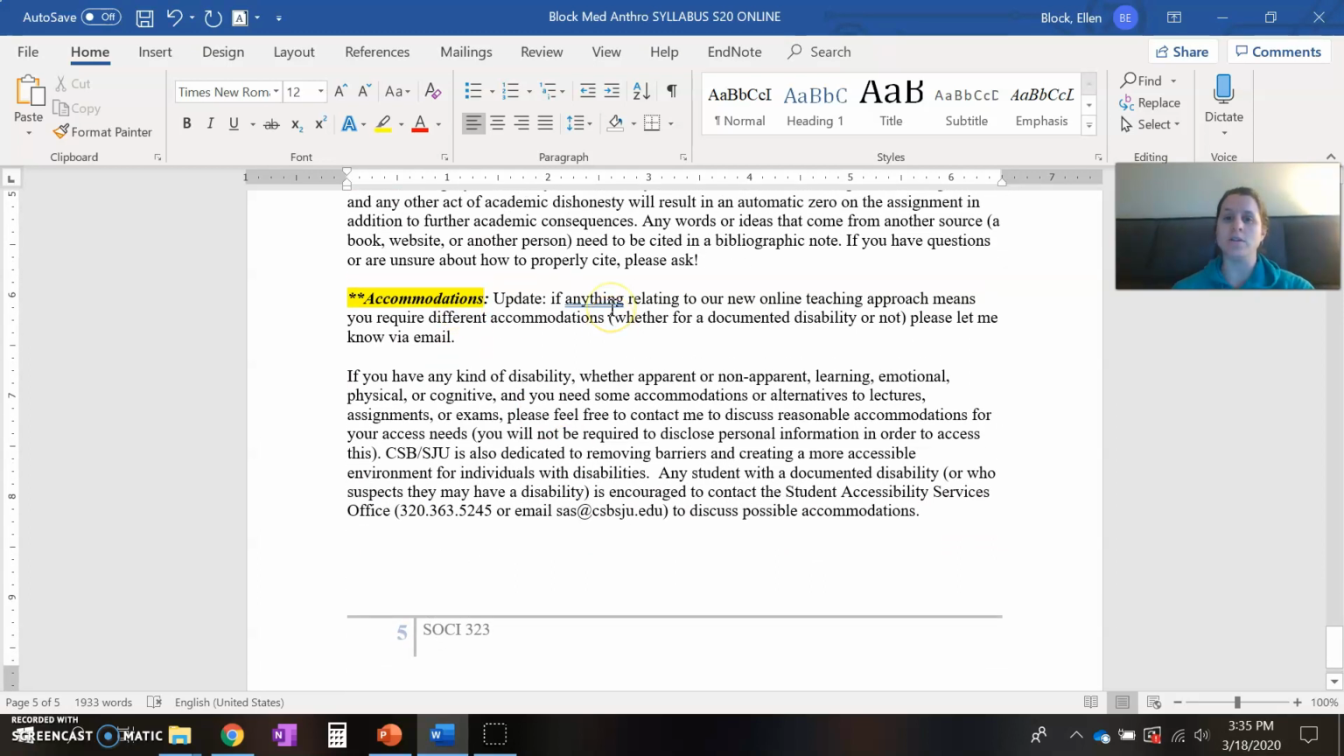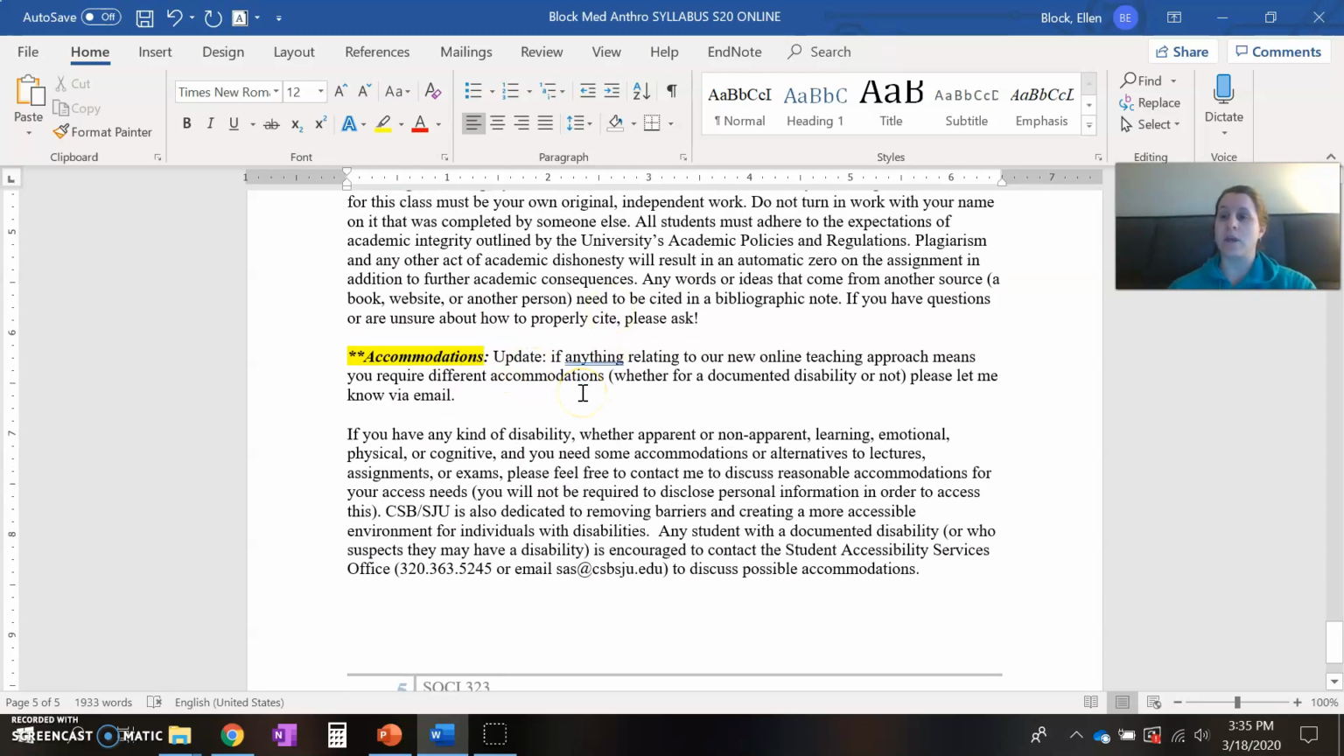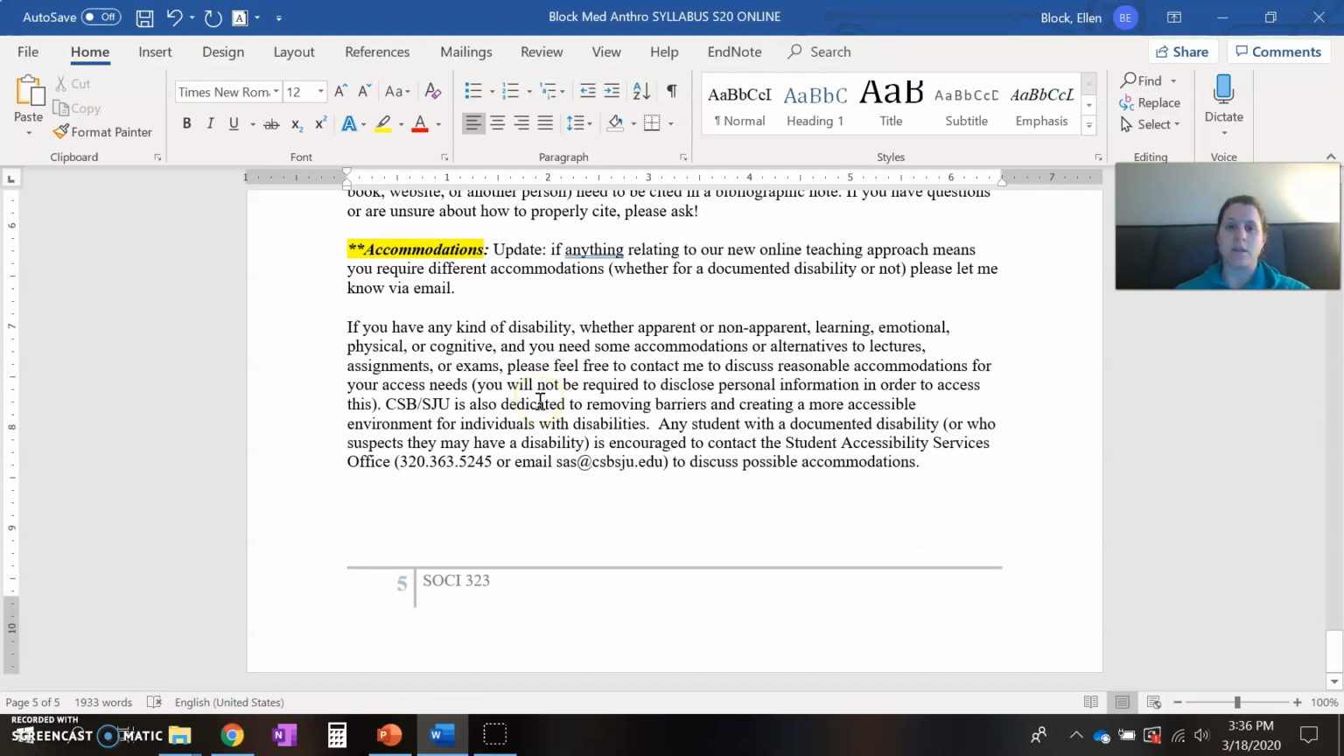And then accommodations, just the update to this: if there's anything related to this new way of doing discussions that means you require different accommodations, and I don't care if it's a documented disability or not, just let me know. So if anything about the way we're doing this is posing challenges for you, let me know and I'll come up with a way to accommodate that need. Okay, so that's basically the bottom of the syllabus.